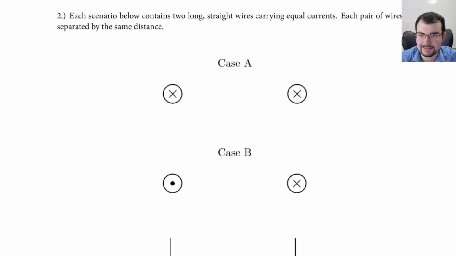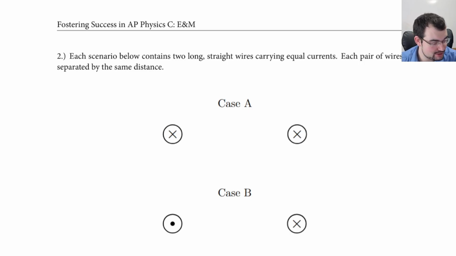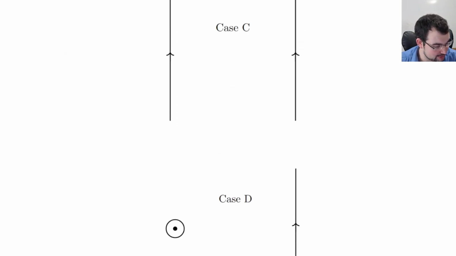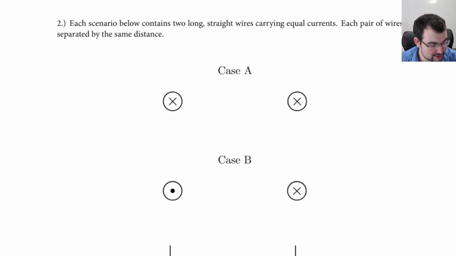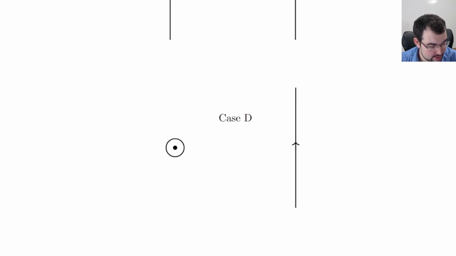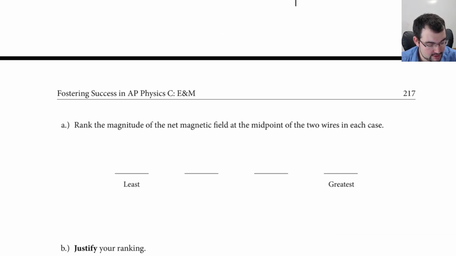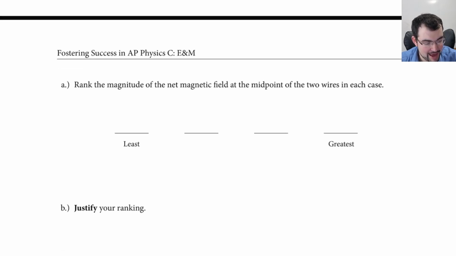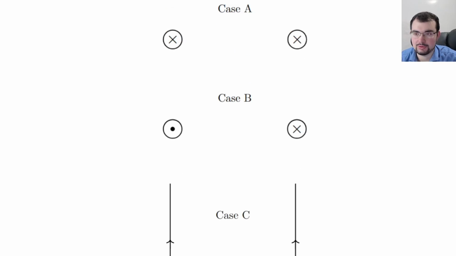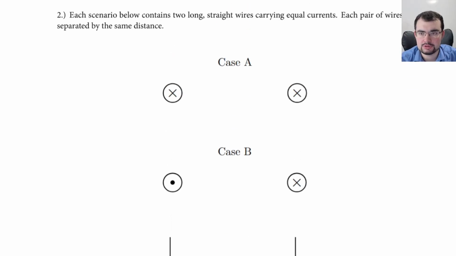Now we'll do some rankings. So we have all these different arrangements of wires that are separated by the same distances, and they carry the same currents. So some of them are into the plane, some of them are out of the plane, but they're all the same current magnitude. And we want to find the magnitude of the net field at the midpoint of the two wires, so right between them. So of course, we're just going to do some addition and subtraction here.